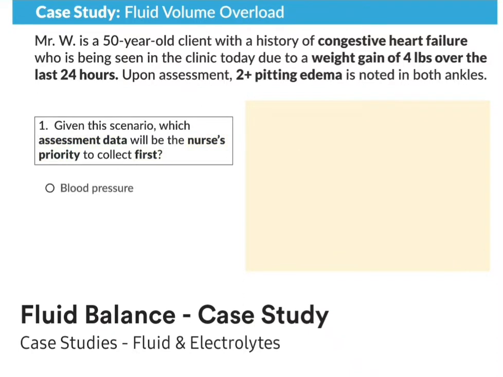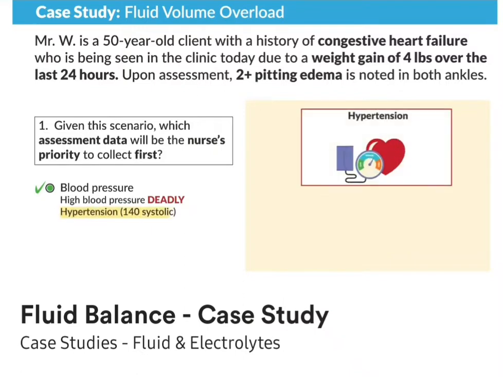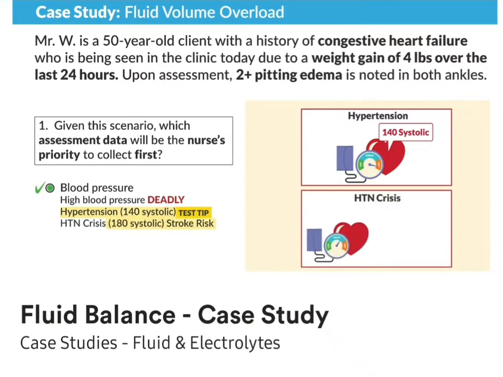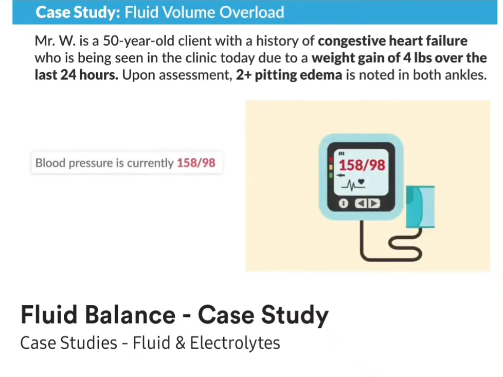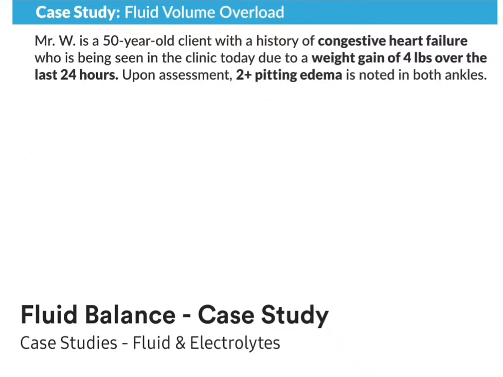So in this case, it would be blood pressure. Because remember, high blood pressure is very deadly. We're talking hypertension that is 140 systolic or more. This can lead to the hypertension crisis of 180 systolic, huge stroke risk. Okay, now look at this next part. The blood pressure is currently 158/98. Okay, that is way over 140 systolic. It's creeping up to that hypertension crisis, right?